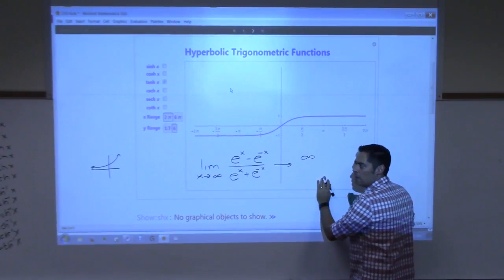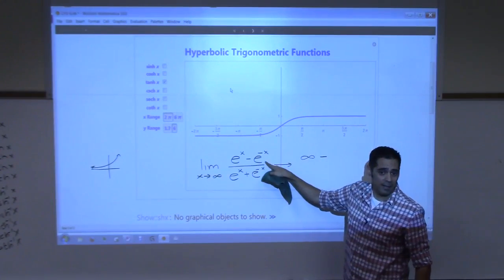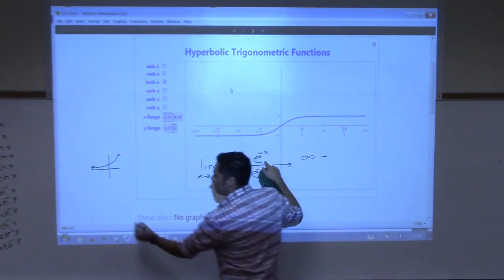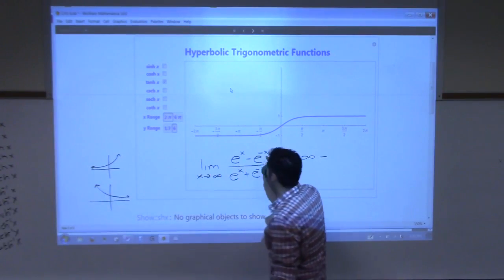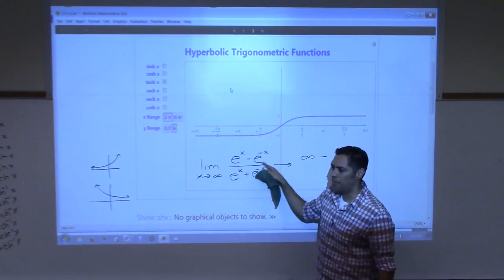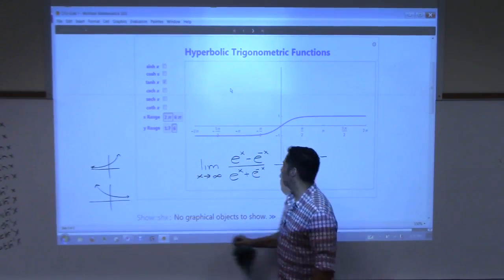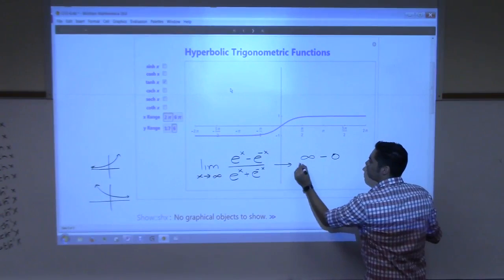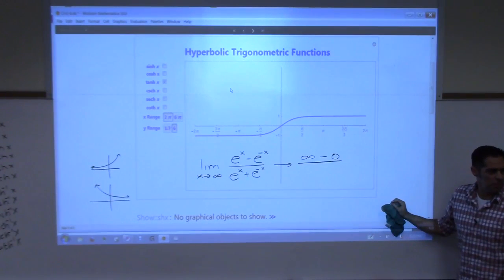Now I'm going to subtract from that e to the negative x. So let me take a look real quick at e to the negative x. Here it is. What's happening as I go out to infinity on this graph? It's going to get really small and go towards what? 0. So that's going to 0. Then on the bottom, don't we have the same behavior except a plus between them?